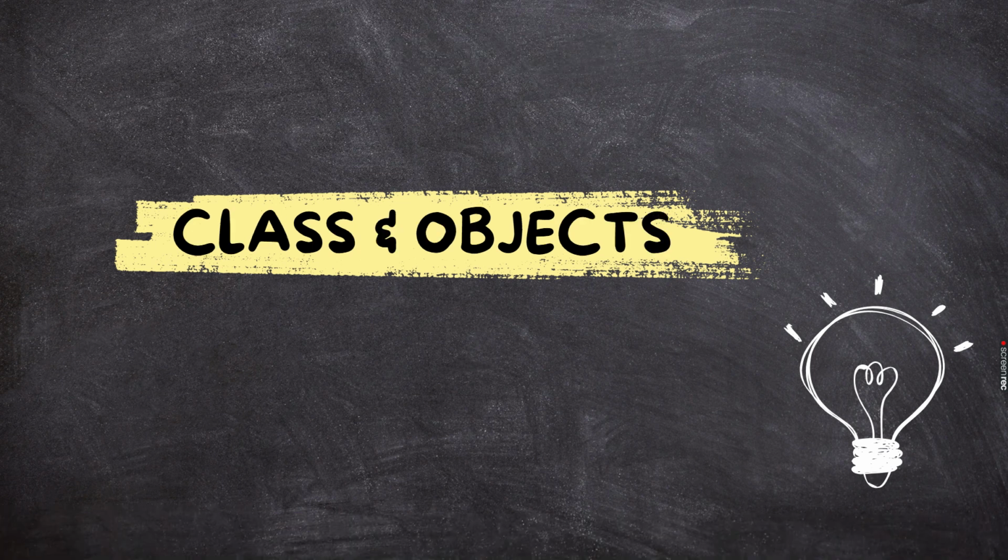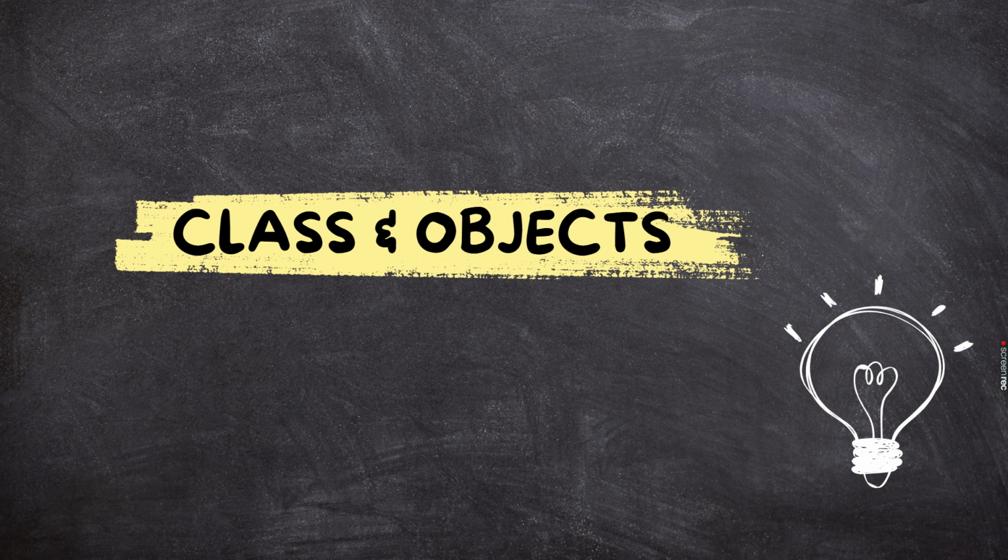Let's see what is a class and object. A class is a blueprint that defines the properties and methods. An object is an instance of a class that represents real world entities with actual data and values. Why we need them: with the help of classes and objects, we can organize the code and make it reusable, and objects allow you to create multiple instances of the same blueprint with unique data.